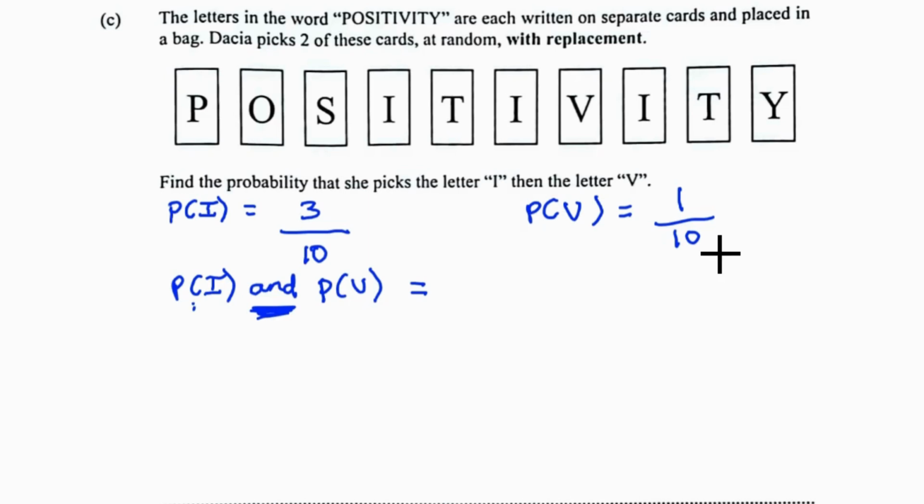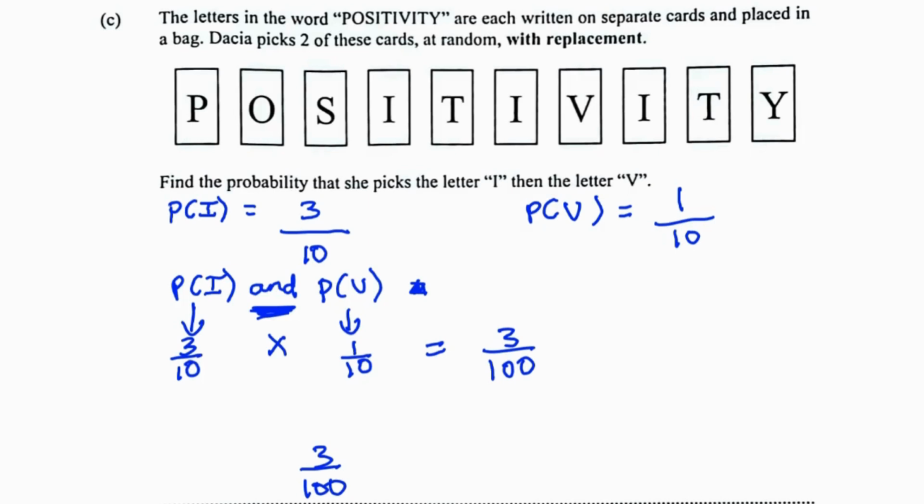Let's look at this. The probability of picking an I is 3 over 10, and the probability of picking a V is 1 over 10. Because of the 'and' and these two events being independent, we can multiply the probabilities. When you multiply that, you get 3 over 100. So the probability is 3 over 100. And that brings us to the end of question 5 of this past paper.